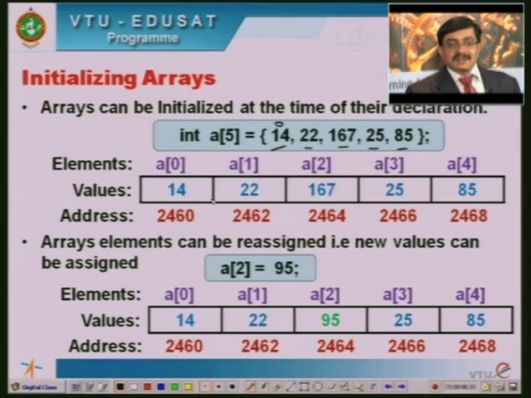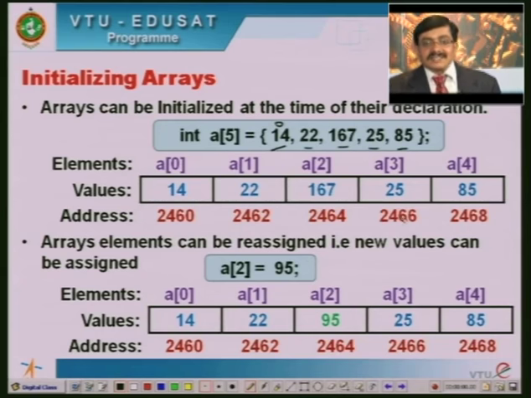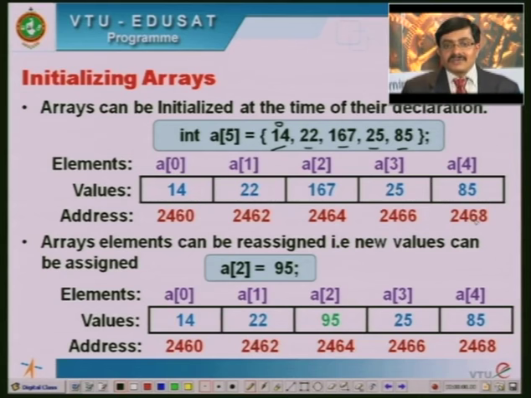Respectively, we can see their addresses also. Here a is an array of integer elements, so each element will take 2 bytes of memory. a[0] starts at 2460, so 2460 and 2461 will be used by a[0], and 2462 and 2463 will be used by a[1]. 2464 and 2465 will be used by a[2], similarly 2466 and 2467 will be used by a[3], and 2468 and 2469 will be used by a[4].